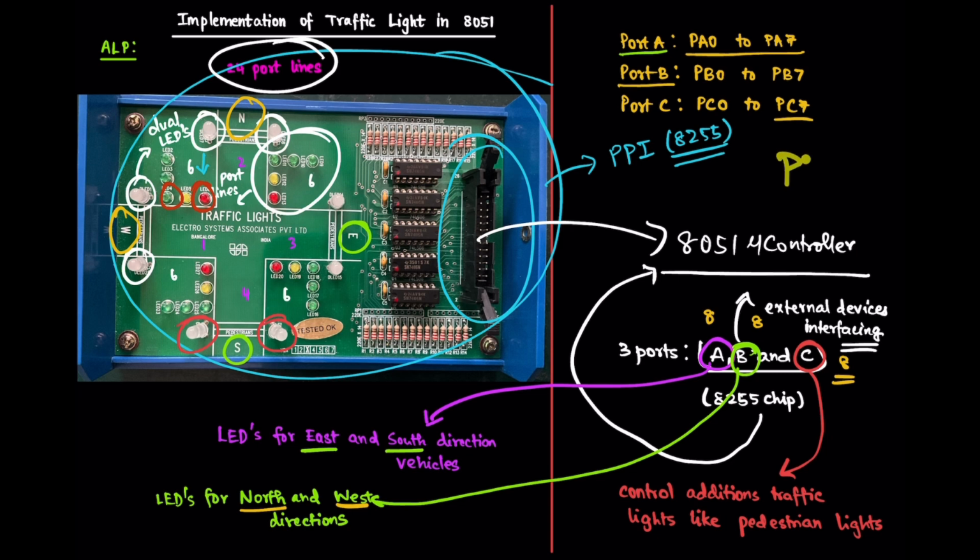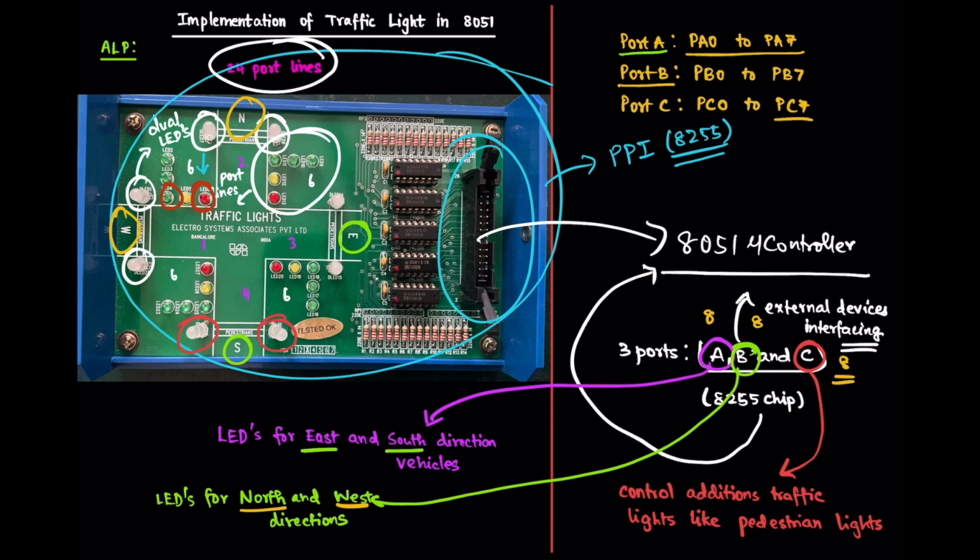Now similarly, PB0 is going to correspond to this LED, and PB1 is going to correspond to this LED, and PB2 is going to correspond to this LED, and PB3 is going to correspond to this LED, PB4 is going to correspond to this LED, and so on and so forth.